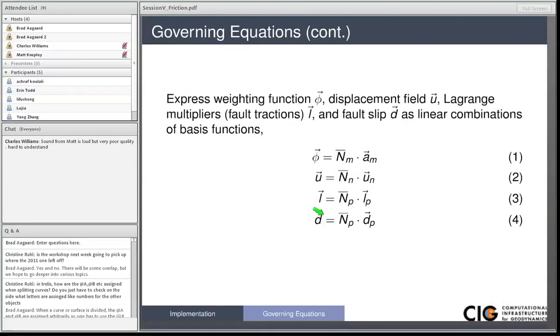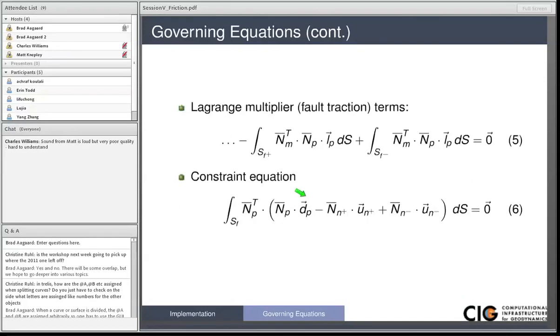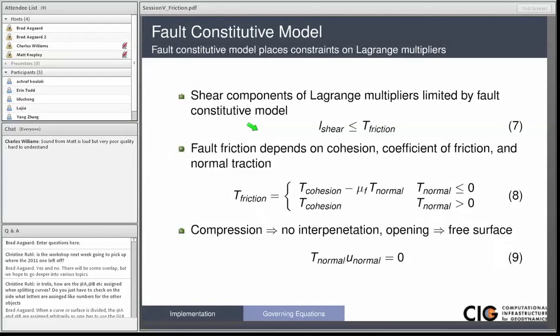And again, we wrote both the Lagrange multipliers and the slip in terms of basis functions, a linear combination of the basis functions. And we have a Lagrange multiplier traction term and our constraint equation. Now, when we look at the fault constitutive model, our constraint is that the Lagrange multiplier for shear has to be less than or equal to the traction from the fault constitutive model.